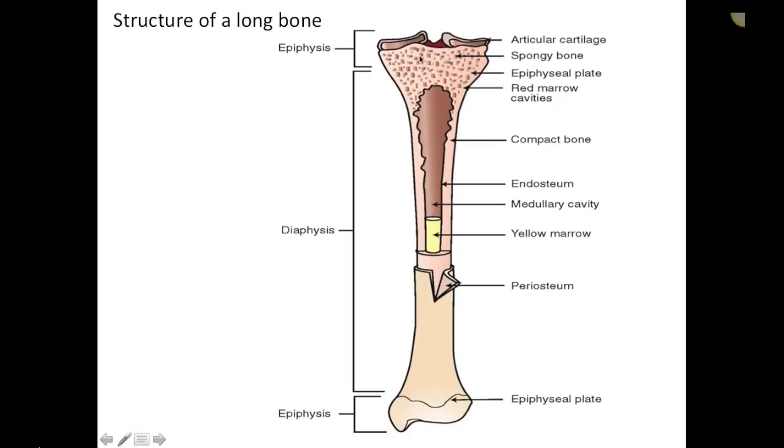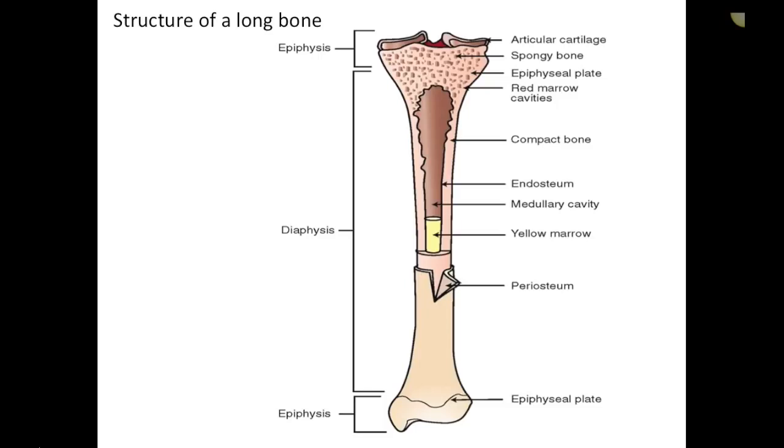There is spongy bone, also called cancellous bone, epiphyseal plate, red marrow cavities, compact bone, endosteum, medullary canal, yellow marrow, periosteum, and then the epiphyseal plate, which is a growth plate.